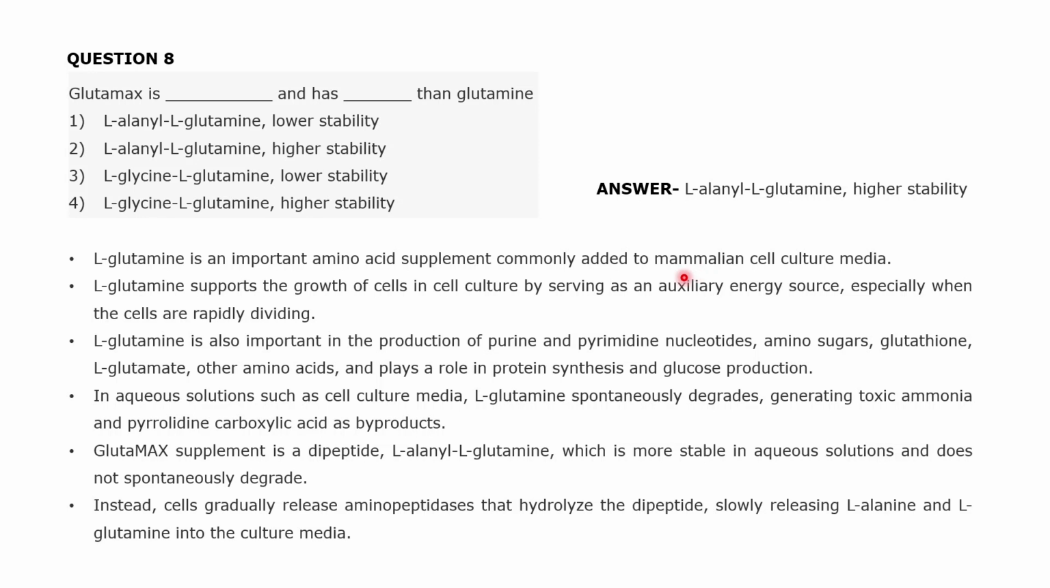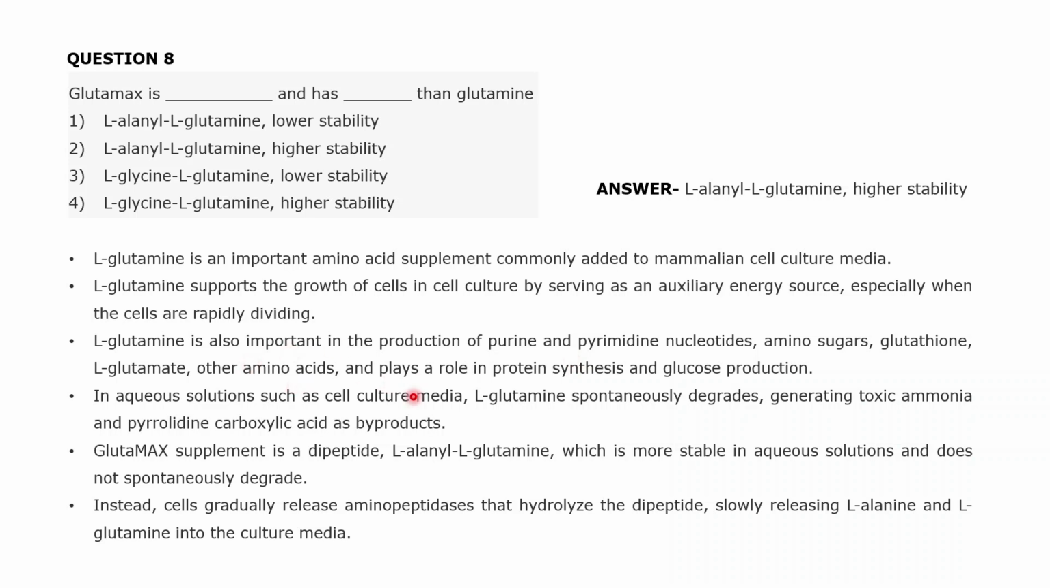L-glutamine is also important for the production of purine and pyrimidine nucleotides, which are required for the formation of DNA and RNA. Purine and pyrimidine are the building blocks of DNA and RNA, the genetic material. It is also needed for amino sugars, glutathione, L-glutamate and other amino acids, and is involved in protein synthesis as well as glucose production.